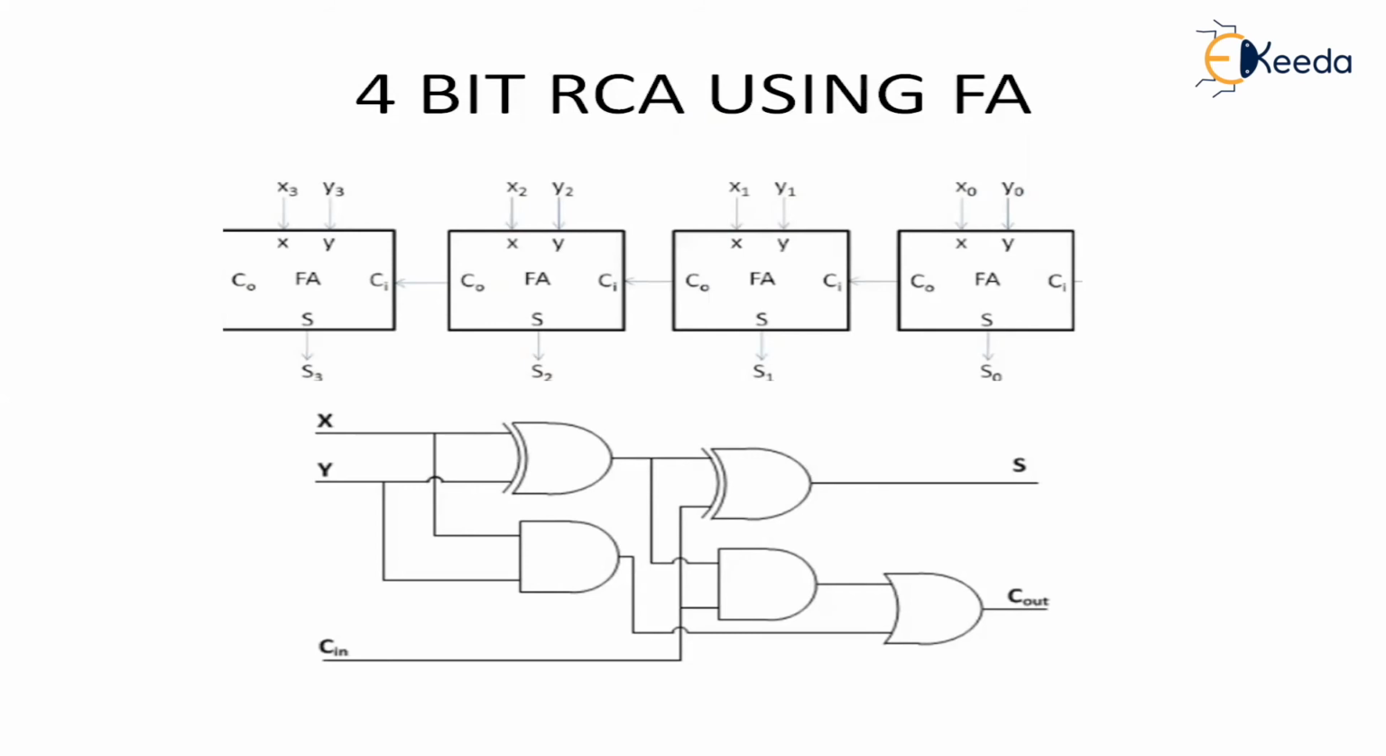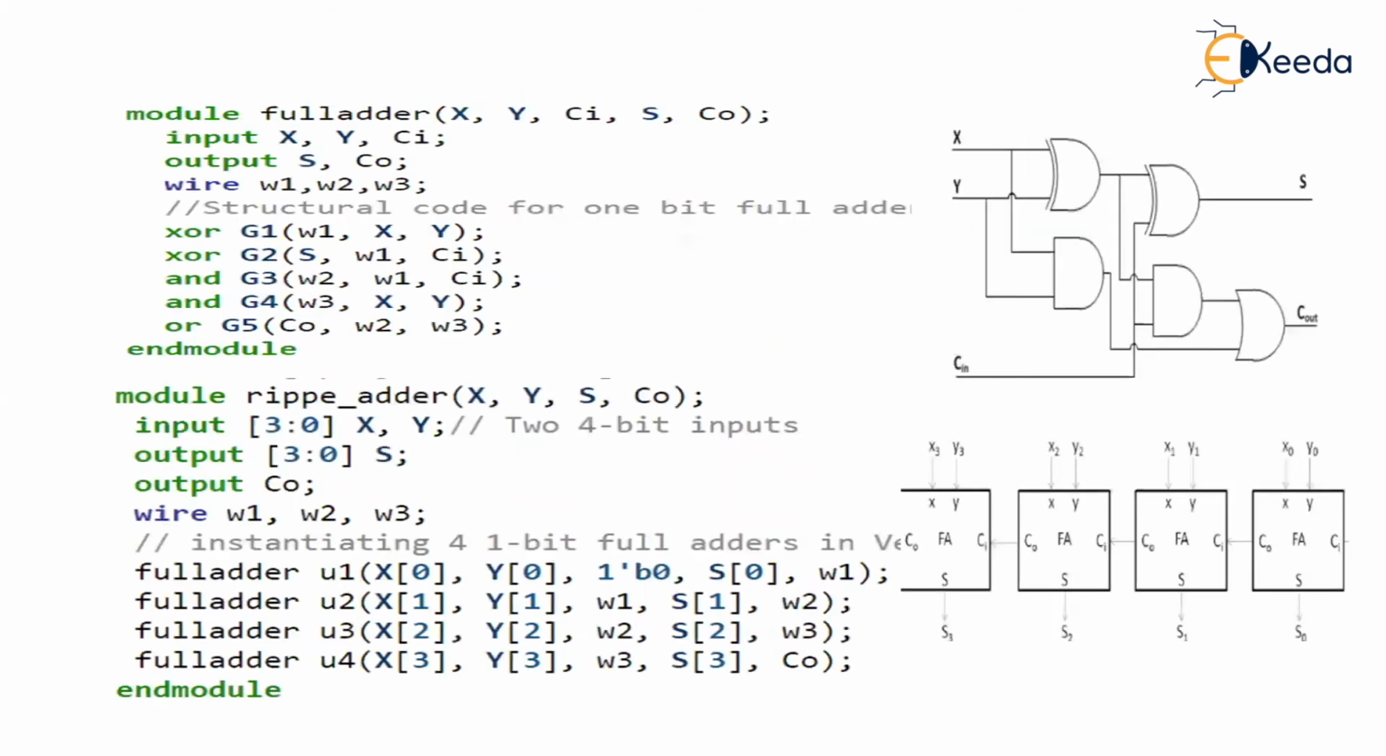Now see, I have written a module for a full adder first. I am writing a program for the full adder. In the full adder, on the right, I have shown the structure of a full adder also. So first we will write a program for the full adder and then we can call the full adder 4 times. Once you call it 4 times, your ripple carry adder would have been completed.